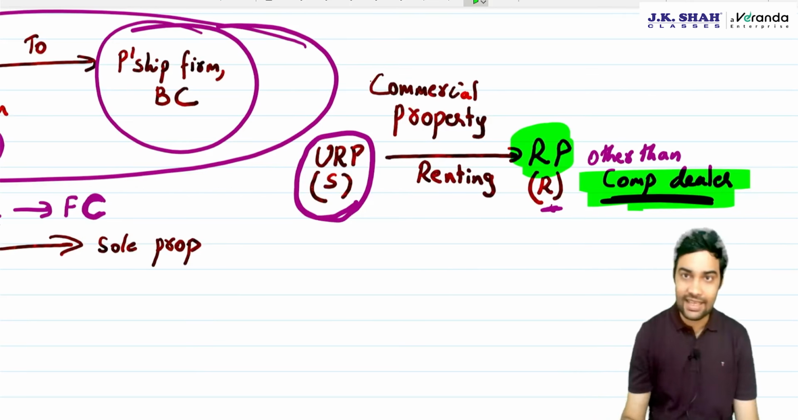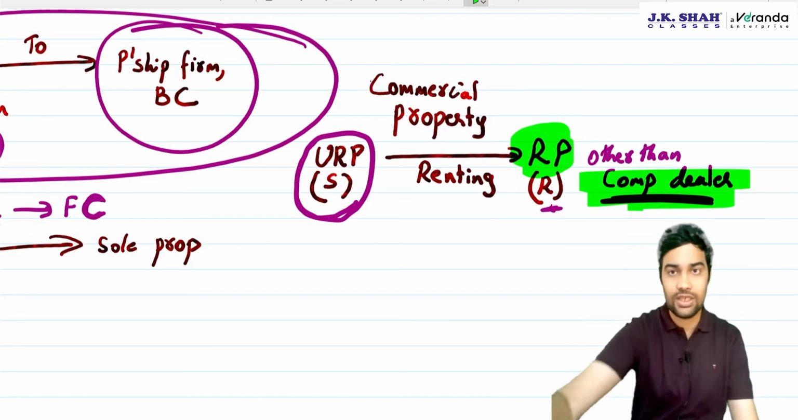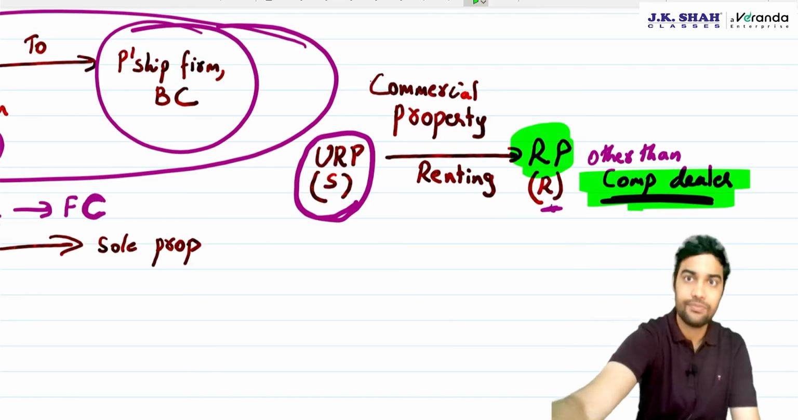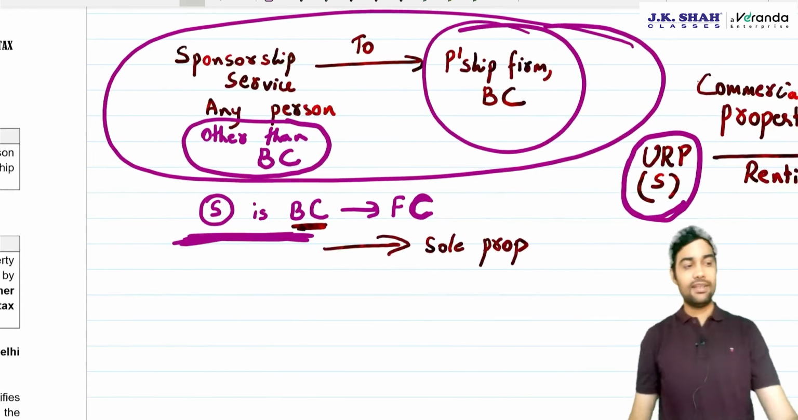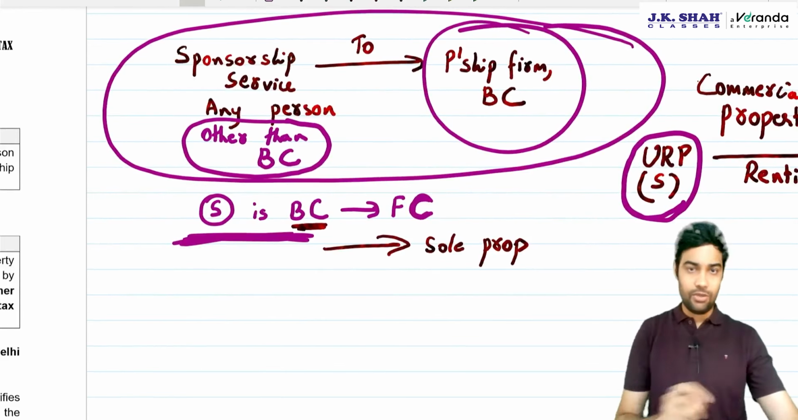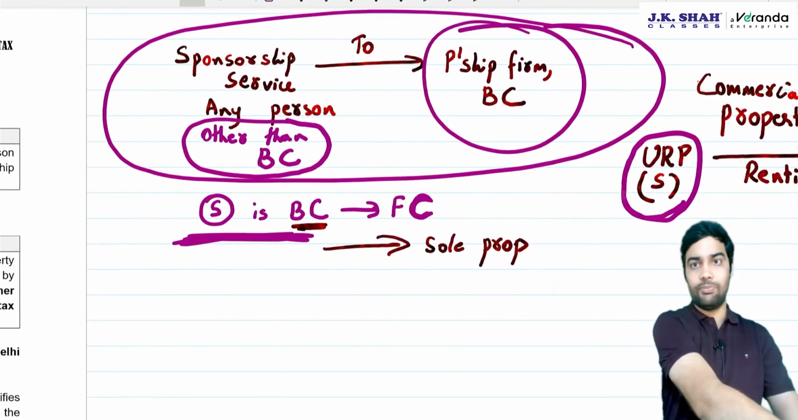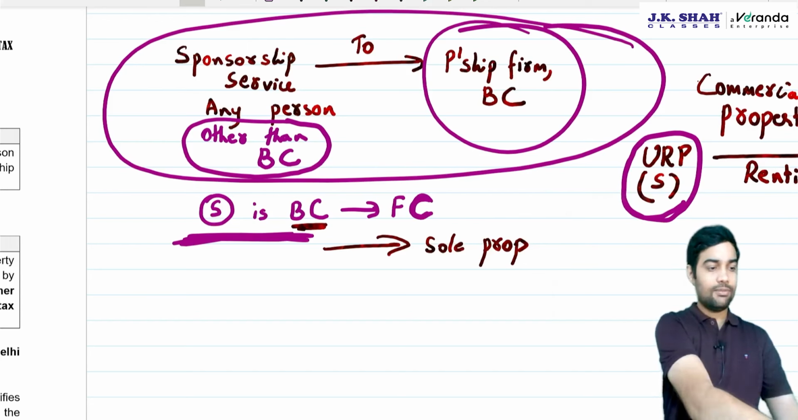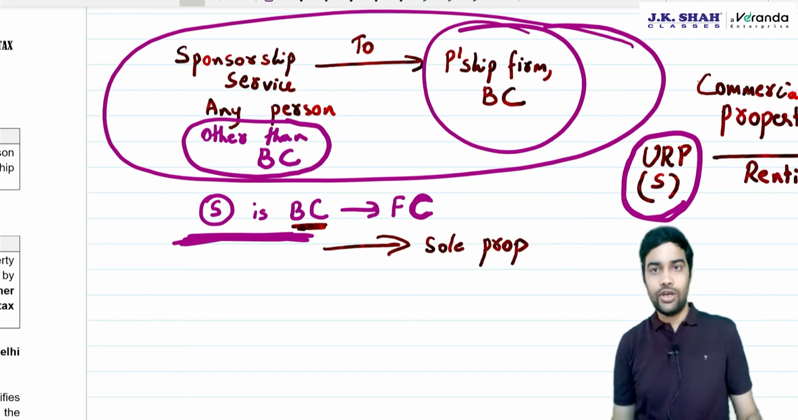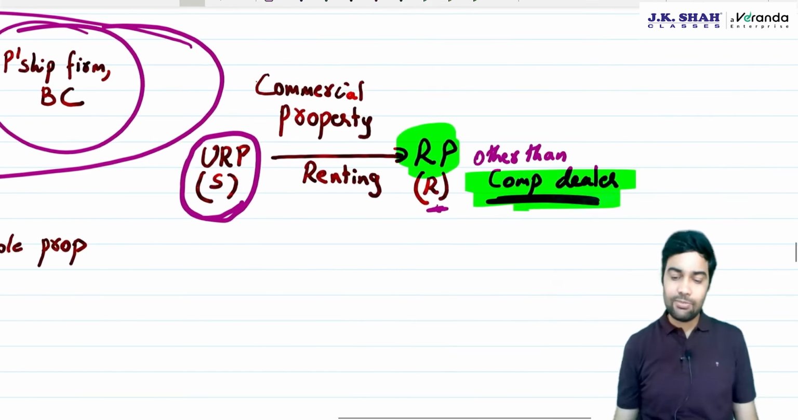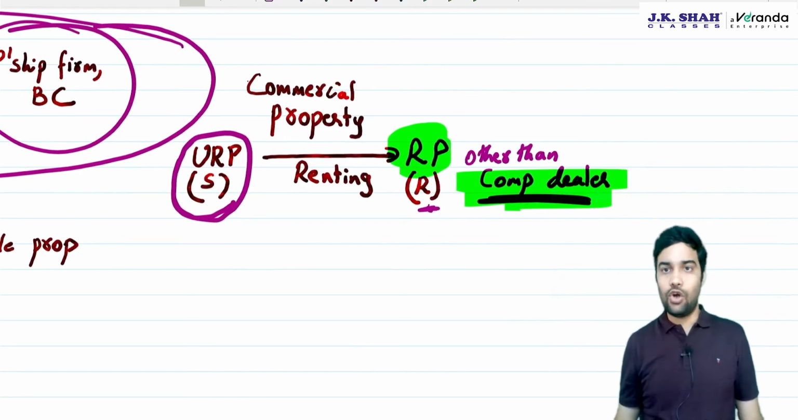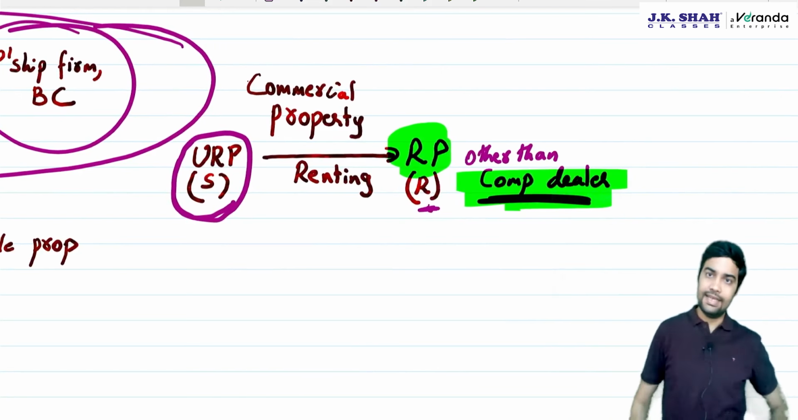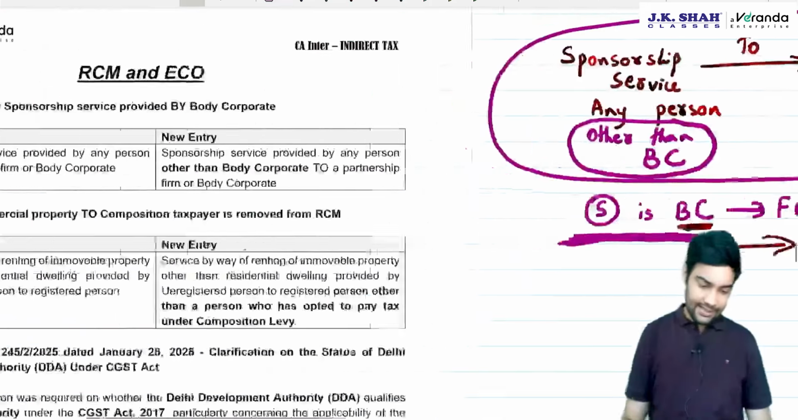Be very careful with regard to these two changes. What are the two changes? First one, sponsorship service where the supplier is other than body corporate. That means if the supplier is a body corporate, then in that case RCM will not be applicable. And commercial property renting, if the recipient is a composition dealer, again RCM does not apply. Clear? Okay, let's have a look at the entry.